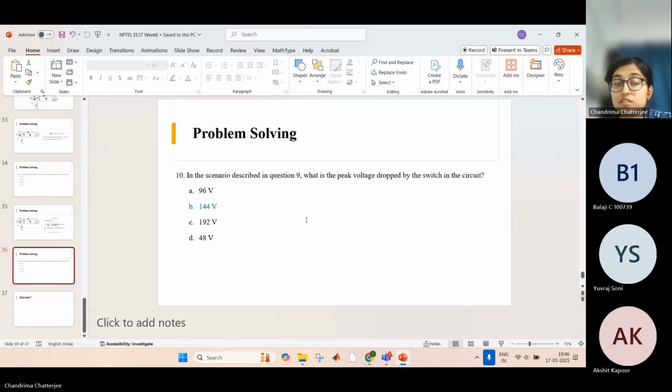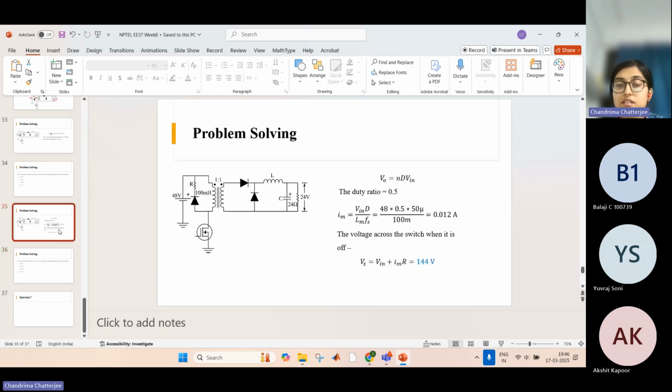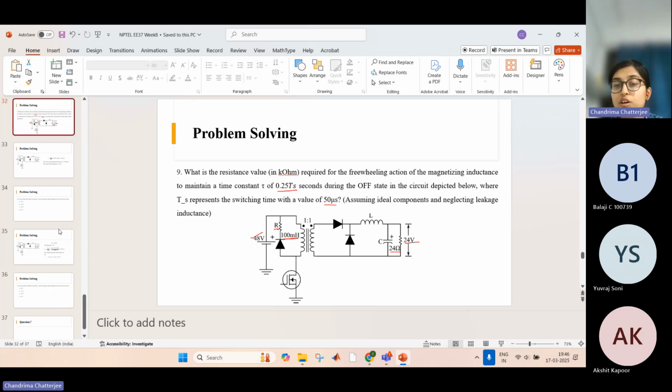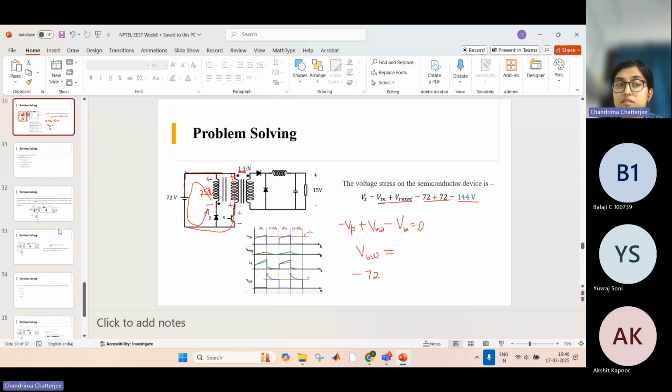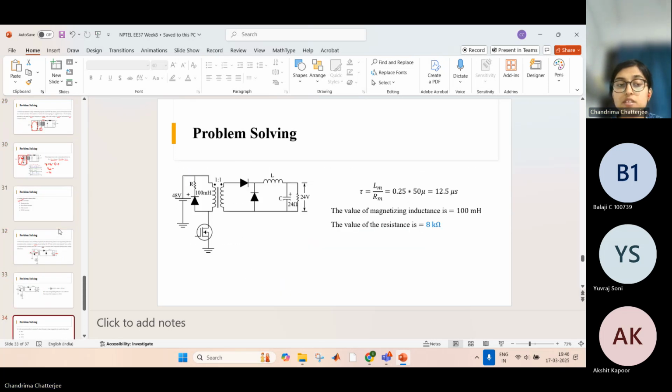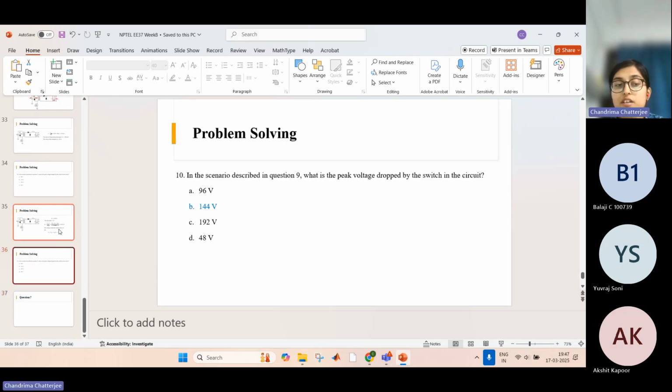Right. So I think this is our last question. If you have any doubt, you can ask. So the last assignments, are you able to solve the last assignments? Are you facing any difficulty or are they easy?